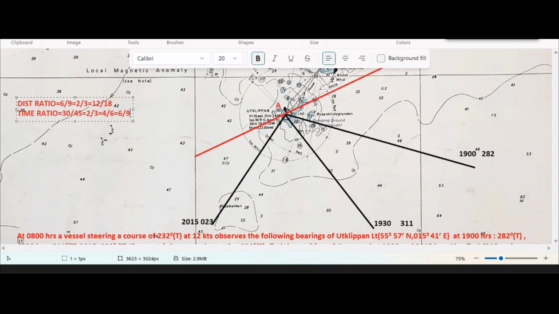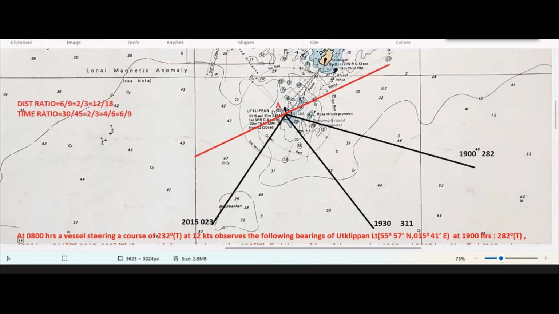Yes, the ratio of the first and second time and the second and third time. The first time was 30 minutes. So if I take the 4/6 ratio, the first distance on the perpendicular line, that red line I plotted, cut 4 miles. And if you take the 6/9 ratio, cut 6 miles. Any ratio, all answers will come the same.